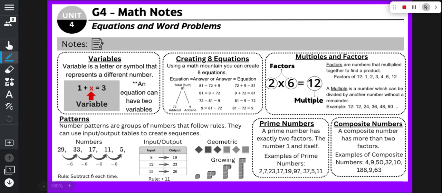Hello and welcome to Grade 4, Unit 4 Math Overview. This unit is talking about equations and word problems. Please have this note sheet available to work on throughout the video and have a notebook for any additional notes that might be given. Here we go.